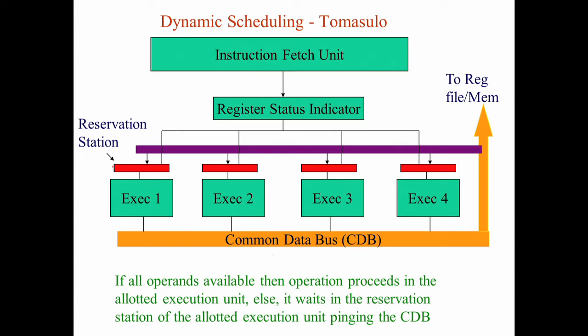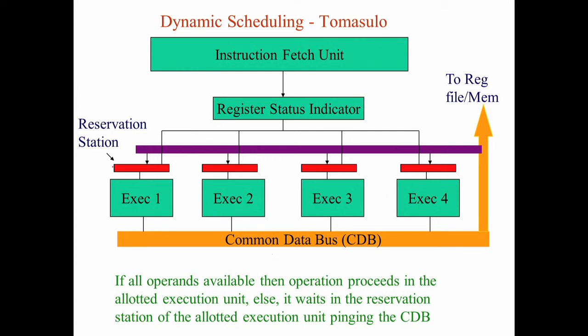If one or two of the operands are not available, then what I do is wait in the reservation station. What am I waiting for? The operands to become available. Now, where are the operands? If they are not available, they are currently being computed by one of these execution units, and I know which execution unit is computing my operand. How will I know that? The register status indicator will tell me.